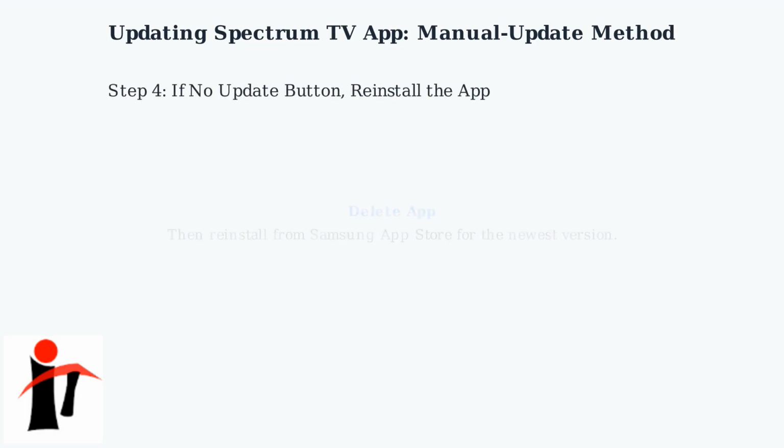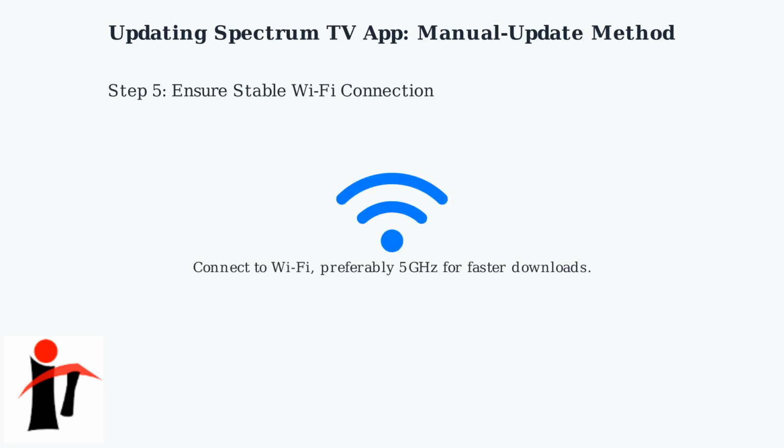If there's no update button, delete the current app and reinstall it from the Samsung App Store to get the latest version. Make sure your TV is connected to a stable Wi-Fi network. Spectrum recommends using 5 GHz for faster and more reliable downloads.